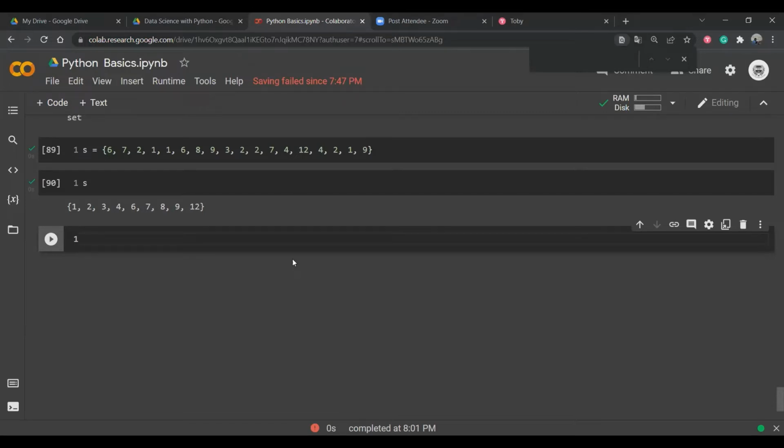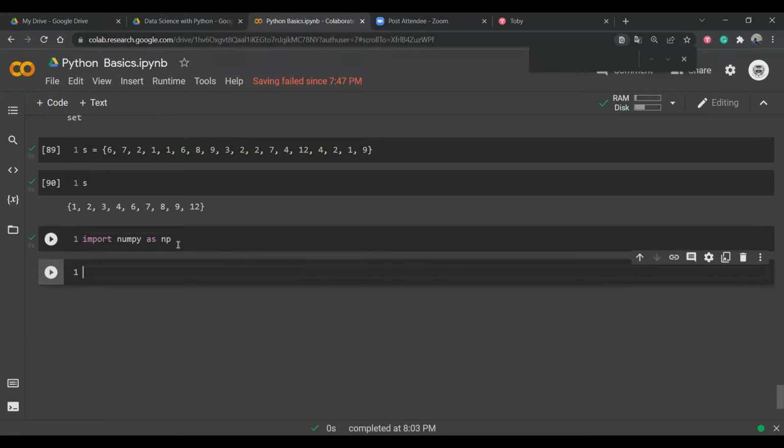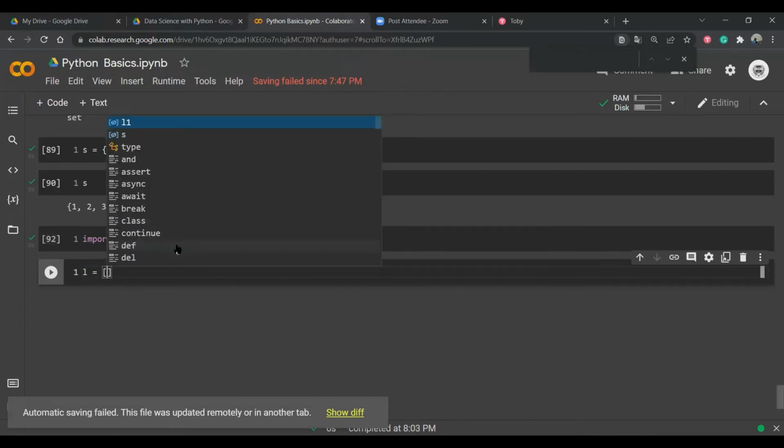There is one library which is called Numpy. Numpy stands for Numerical Python, and it is used for scientific computation. Now by using Numpy, and np is nothing but an alias name, because I don't want to write Numpy everywhere, that is why I'm using the alias name np.